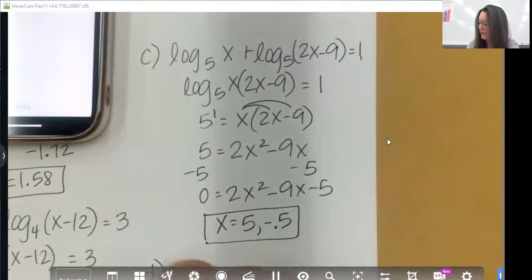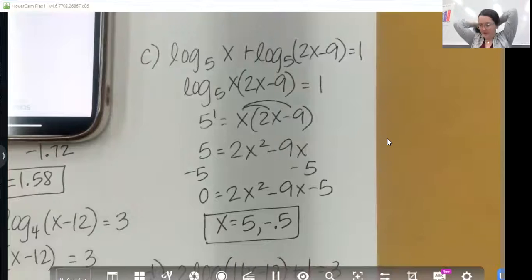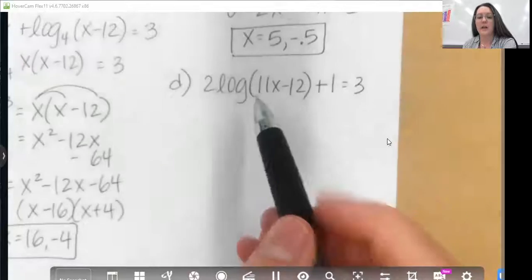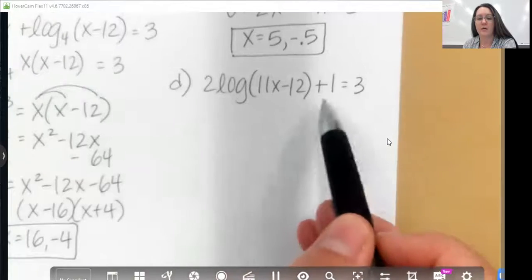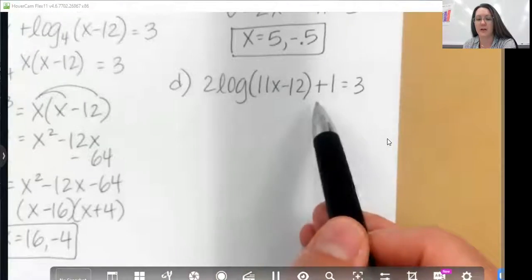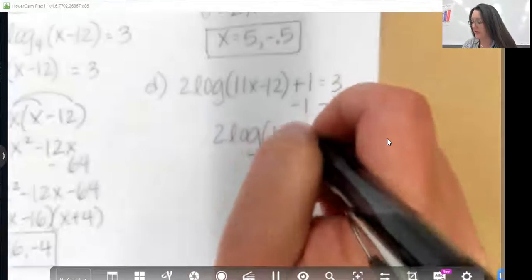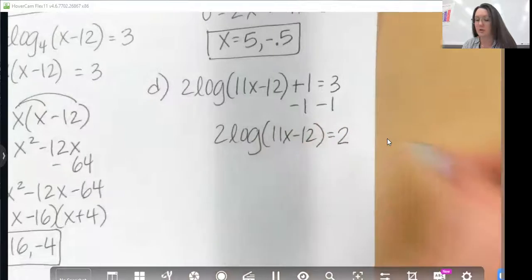All right, letter D, we have 2 times log of 11x minus 12 plus 1 equals 3. This one's a little bit trickier. It's already in one log, but we have some extra stuff here. So I have an extra 1 here. I'm going to move that to the other side. So I have 2 log of 11x minus 12 equals 2.